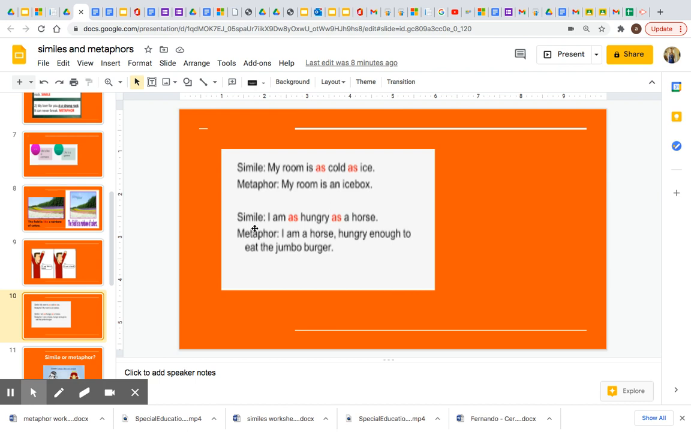In the second example, on the top, I am as hungry as a horse. What do you think? Is this a simile or a metaphor? It is a simile. Why? Because you can see here as is used in this example. On the bottom, you have a metaphor. I am a horse, hungry enough to eat the jumbo burger. So in this example, we don't have like or as, and it is a metaphor in this comparison.